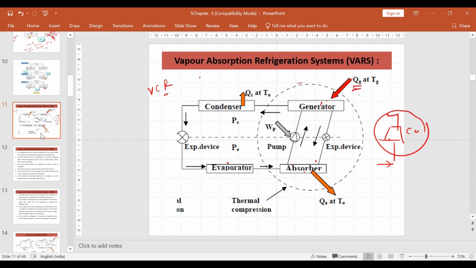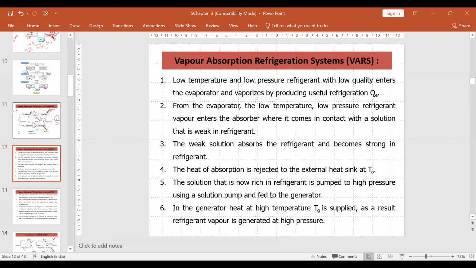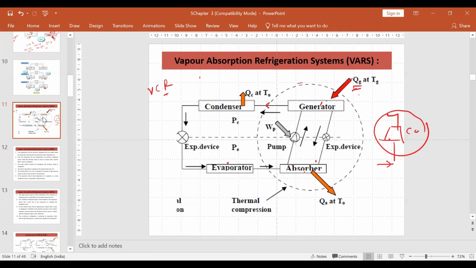Absorber means absorbing the refrigerant, and generator means generating the refrigerant. It's the generator. Here, this is the refrigerant. Now, how it will work, you see. The first point is here, low temperature. Try to understand this cycle, you see. Low temperature and low pressure.